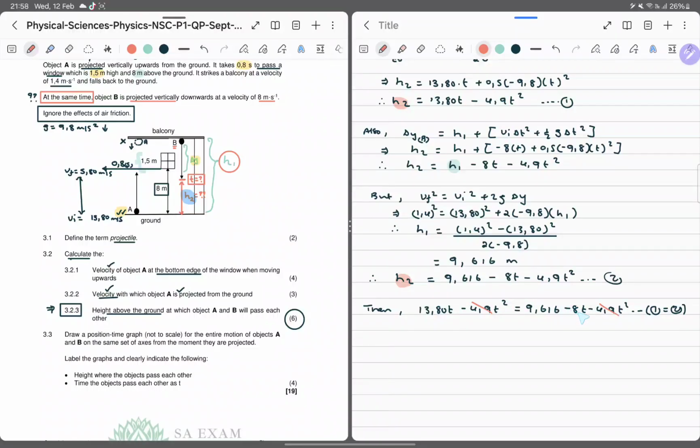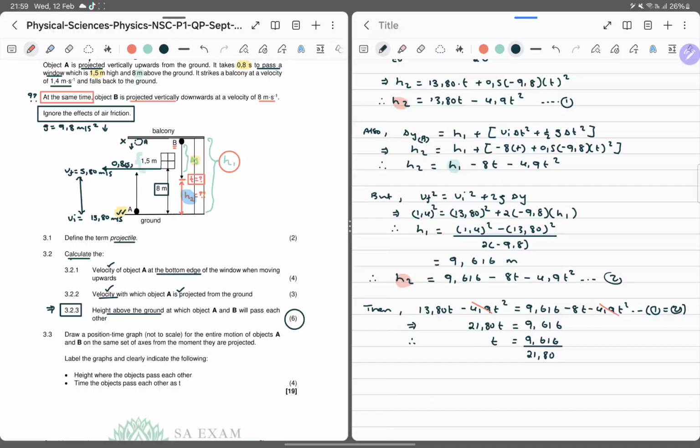Now all we have left is to take 8t to that side and leave the number on the one side. So this implies now 13.80 plus 8 is what? It's 21.80. So we'll have 21.80t is equal to 9.616. You can say therefore the time t is going to be 9.616 divided by 21.80.